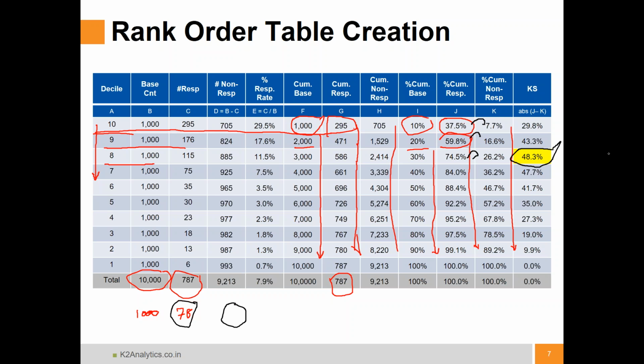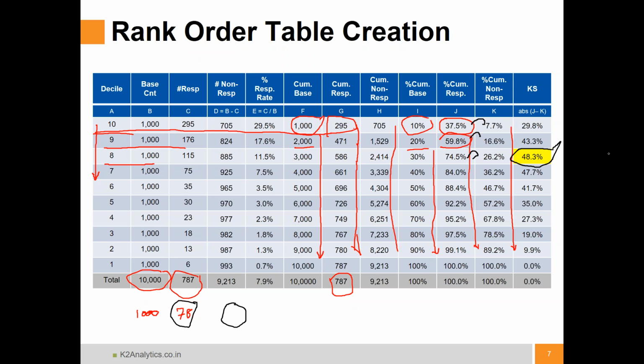The team member has created this entire rank ordering because this is one of the most important measures, and the team starts saying, sir, I've created the model. In the first decile my response rate is 29.5% and we are able to capture 37.5% of the total responders. In the second decile my response rate is 17.6 and we are able to capture 60%, and the team member will keep dictating it. Will you have time to hear this if you are busy with your client? So what are you going to say?